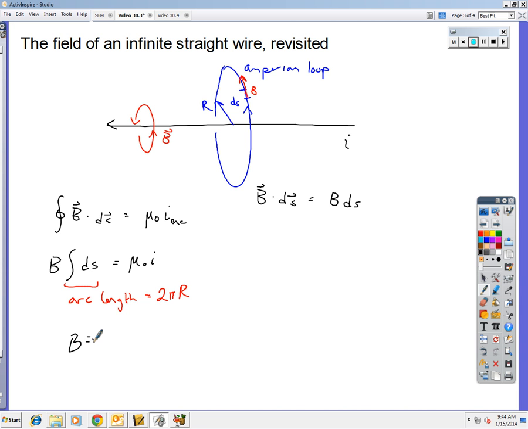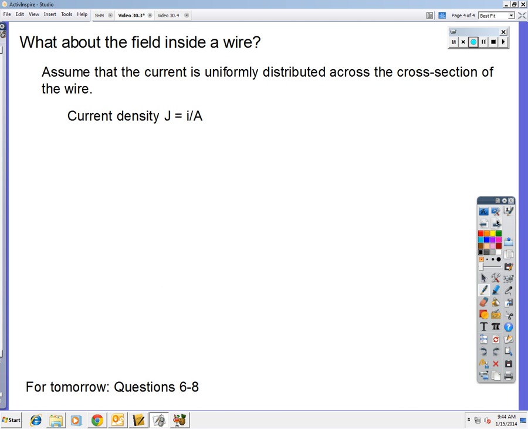And that becomes B equals mu naught I over 2 pi r, which is the same result we got from Biot-Savart law, but in 3 lines of algebra and no heavy calculus. So this is why we like Ampere's law. And Ampere's law will also enable us to calculate the field inside a wire, which is possible with the Biot-Savart law, but it is an enormous pain. And I know that because I've done it in graduate school and hope you never have to.